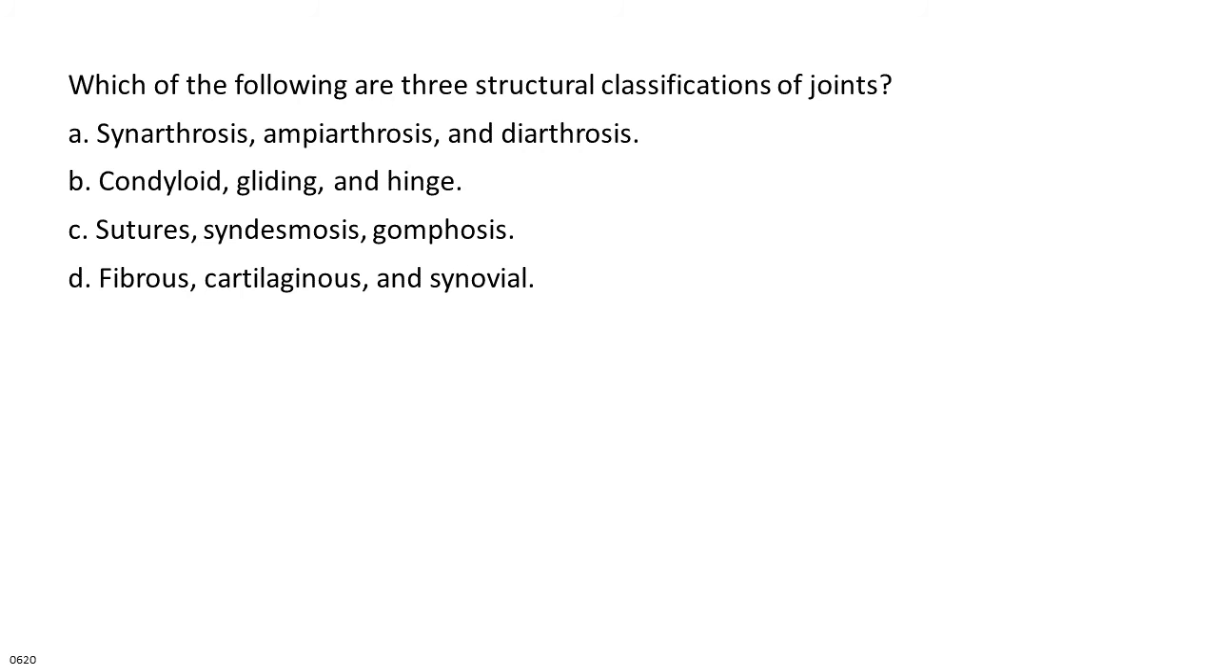Which of the following are three structural classifications of joints? A. Synarthrosis, epiarthrosis, and diarthrosis. B. Condyloid, gliding, and hinge. C. Sutures, syndesmosis, gomphosis. D. Fibrous, cartilaginous, and synovial.